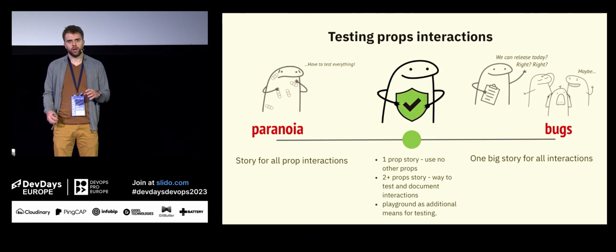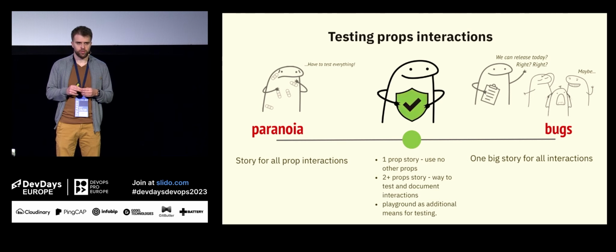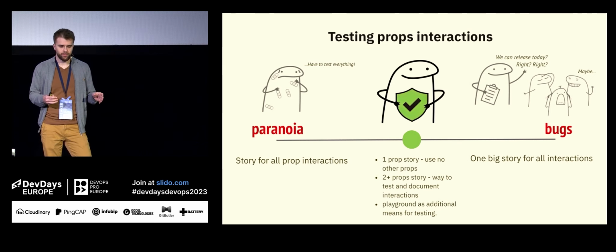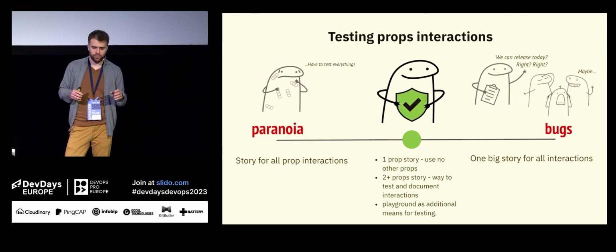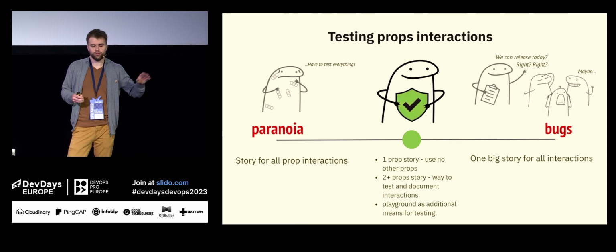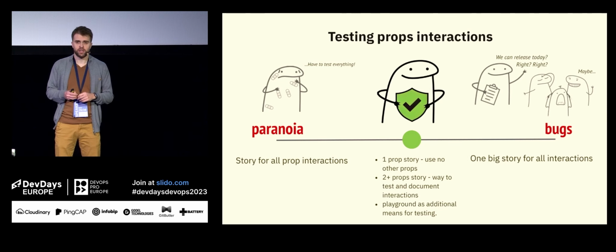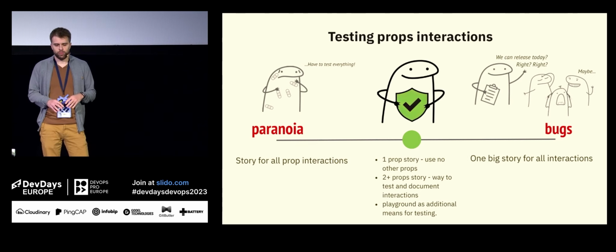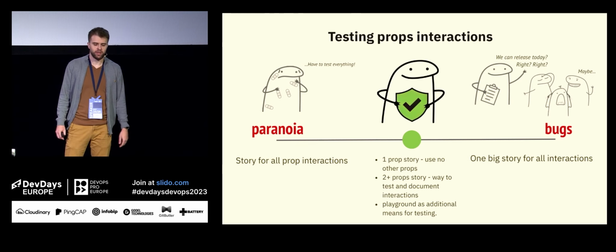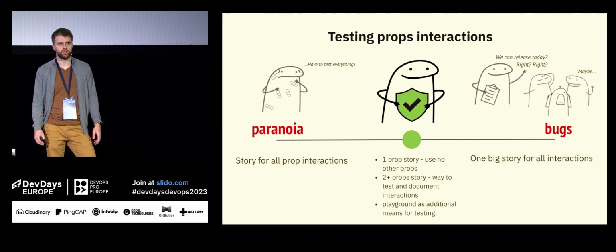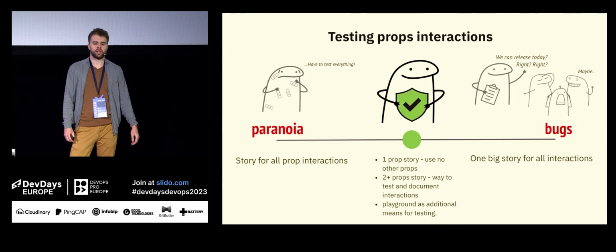So props interactions are a bit tricky in components. You don't really know sometimes if one prop interacts with another, and you have a couple of solutions to handle these cases. So you can go to the paranoia side too much, and you will have a story for all your prop interactions. That's a massive amount of work, not recommended. Then you can go to another side and be like, okay, it's fine. Let's create just one big story, and then developers can test them by themselves. So similar to a playground, and that's not ideal.